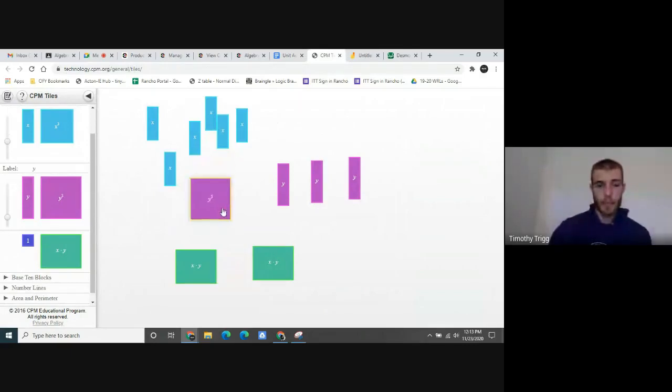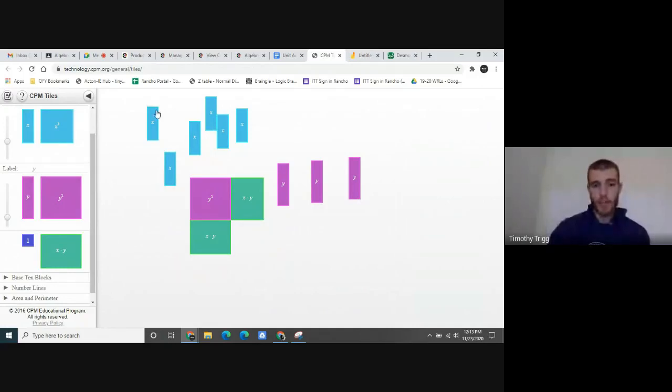Well, let's start with the y squared. And then we can maybe either put both these like this, or we could put one like that. Well, if we put them like this, then we would need an x squared to go here. Well, we don't have an x squared to work with, so that's probably not an option. So I'm just going to put both these together like that. Now these y's would have to go along the y. Okay, that looks pretty good.